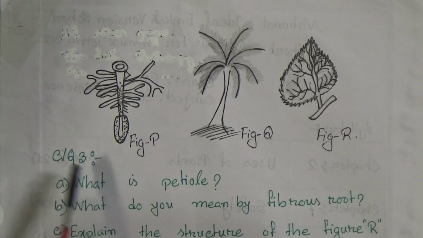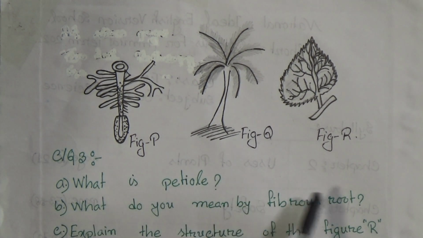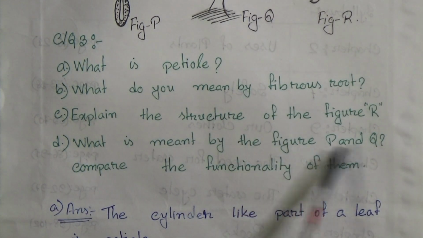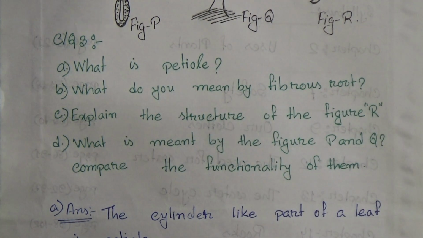Now CQ number 3. A. What is Pitori? B. What do you mean by fibrous root? Number C. Explain the structure of the figure R. Number D. What is meant by the figure P and Q? Compare the functionality of them.